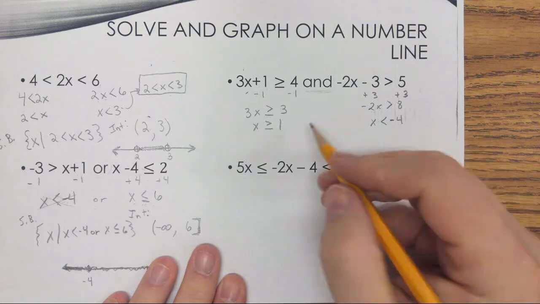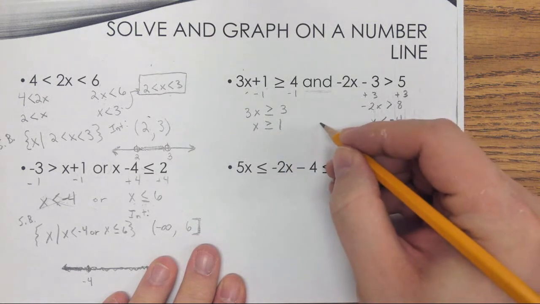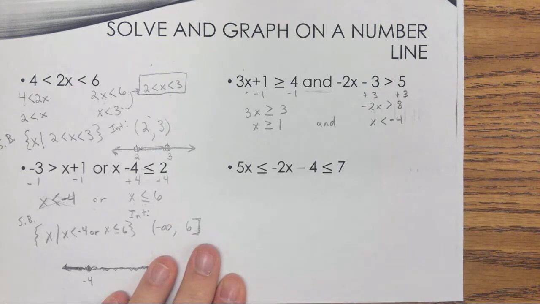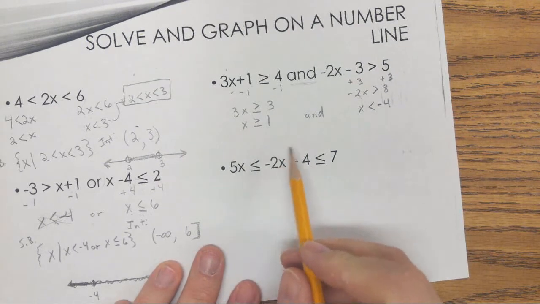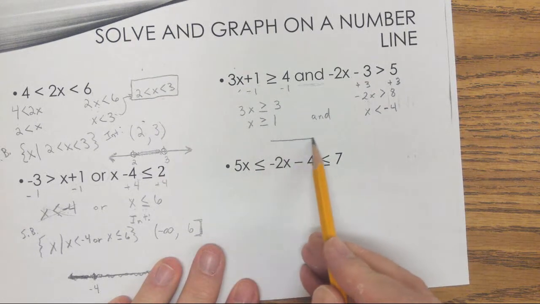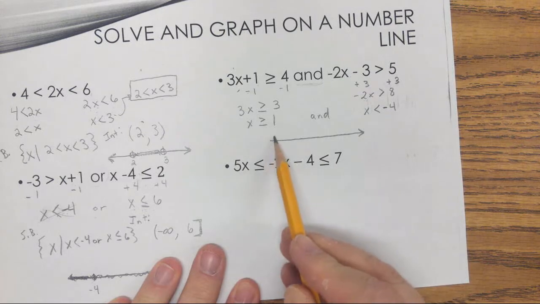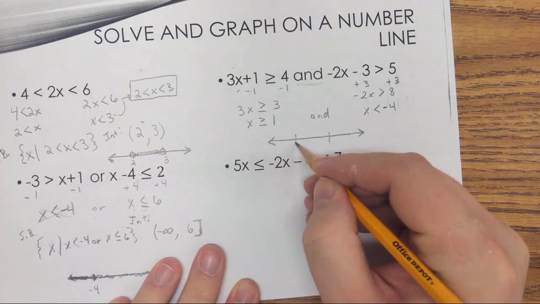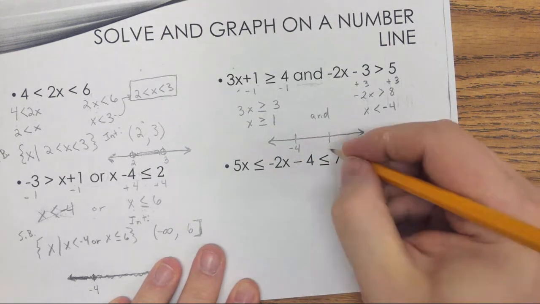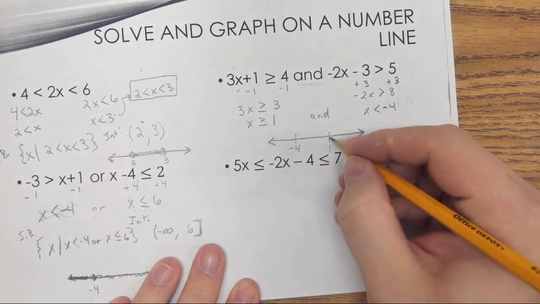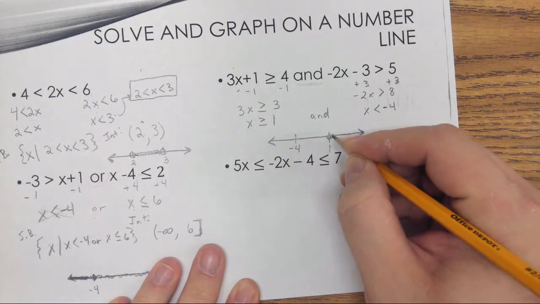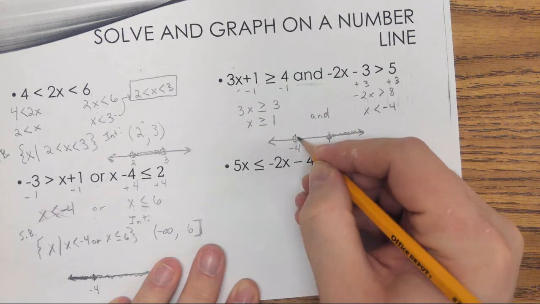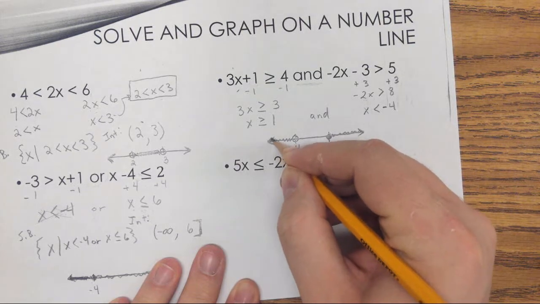Well, this is x is greater than 1 and x is less than negative 4. Okay, let's try graphing that, because this will make it easier to think about what our next part is. So here's 1, here's negative 4. x is greater than or equal to 1, fill in the dot, we're going this direction. x is less than negative 4, open dot, we're going this direction.